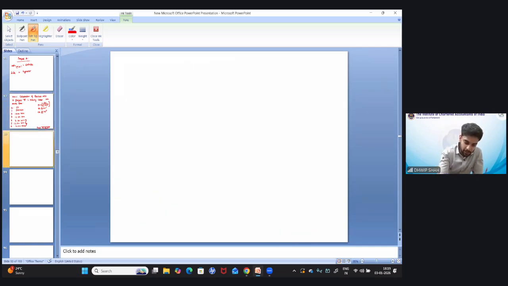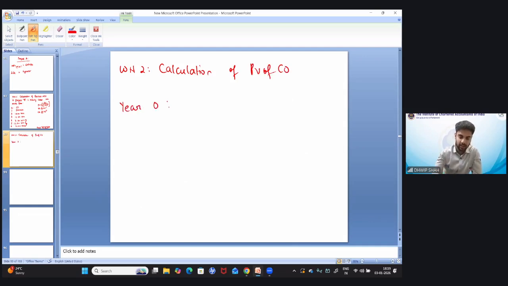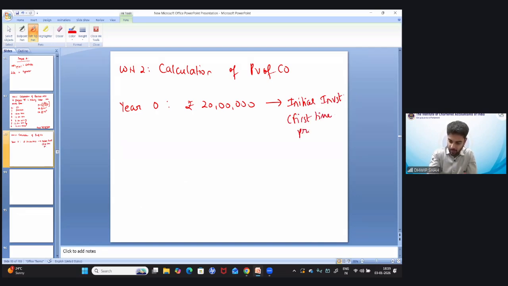Followed. So the next step is calculation of present value of cash outflow, PVCO. Okay? So in year zero, meaning today, can I say rupees 20 lakh would be my initial investment? First time project, this is just for your explanation. And at the end of year 3, again we would be investing this 20 lakh.